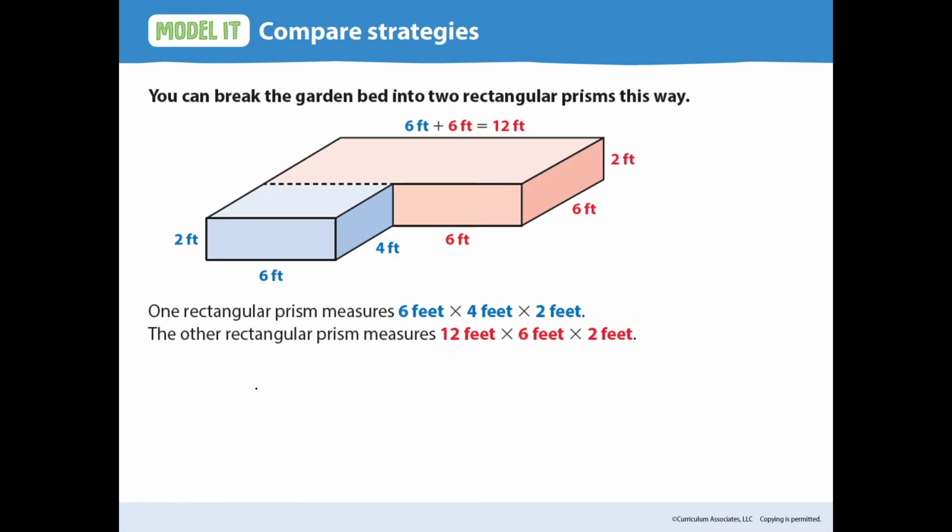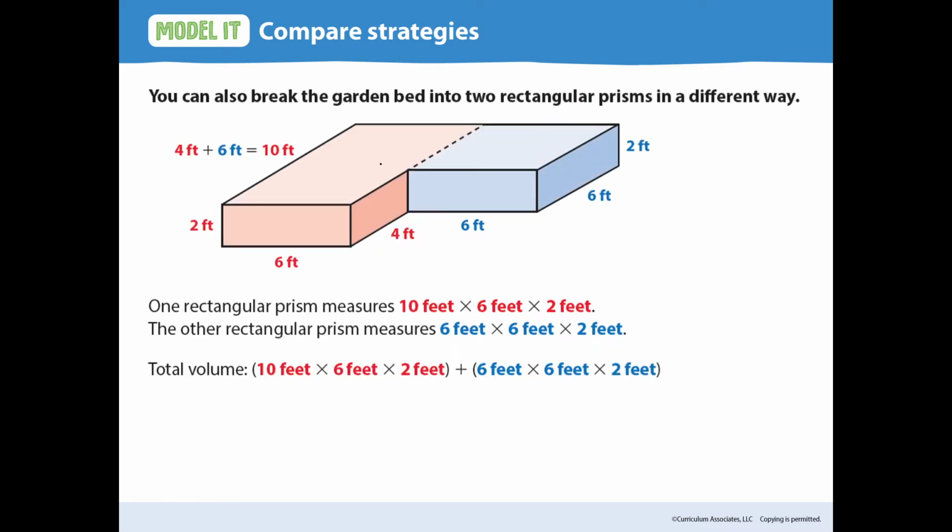Model it. This is what we just looked at. You can break apart the garden bed into two rectangular prisms this way. One rectangular prism measures 6 feet by 4 feet by 2 feet. That's the blue section. The other rectangular prism measures 12 feet by 6 feet by 2 feet. That's the orangey pink section. Again, you break it apart into two rectangular prisms, find the volume of each, and then add those volumes together.